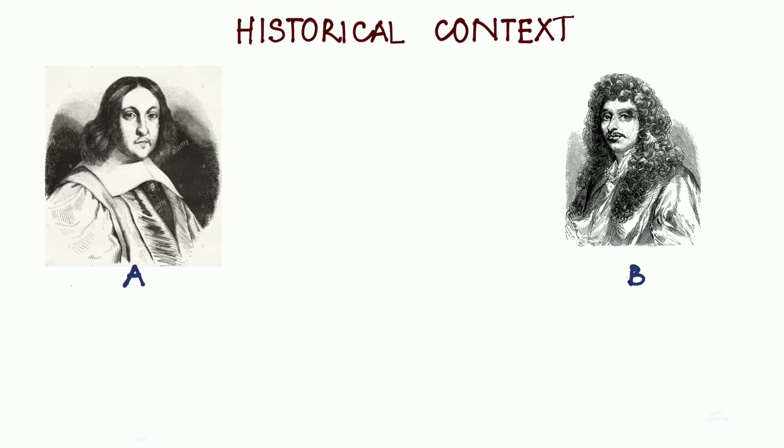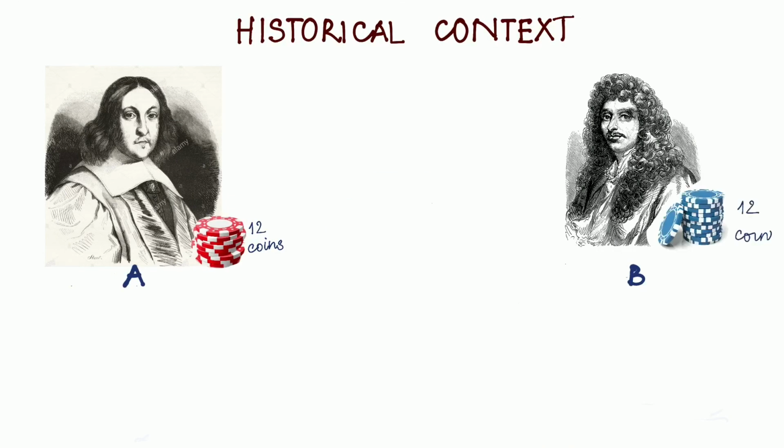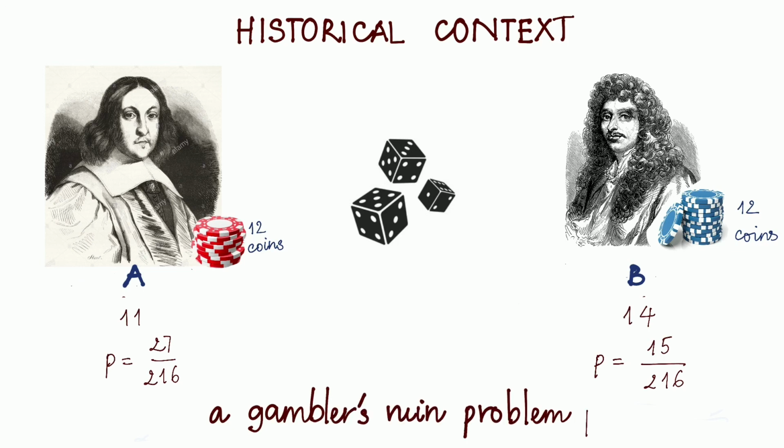In it, A and B have 12 coins each and they are betting on 3 dice, whereby A gives a coin to B whenever a 11 is rolled, and vice versa whenever a 14 is rolled. So it's just a gambler's ruin problem with p, i, N.